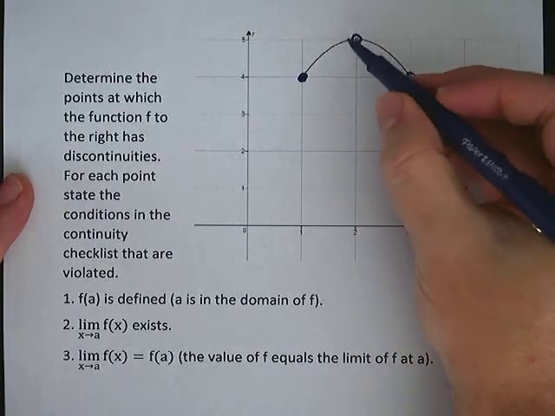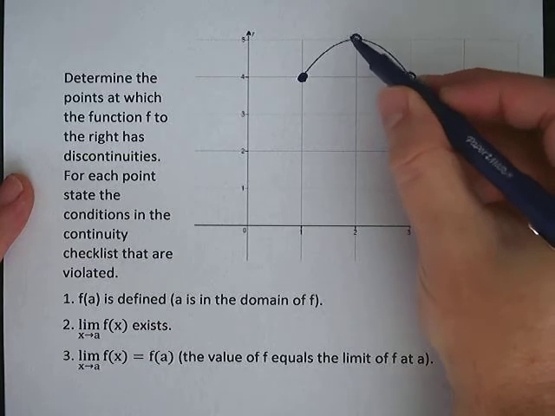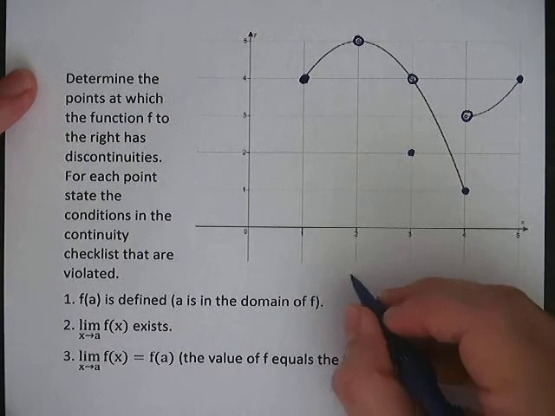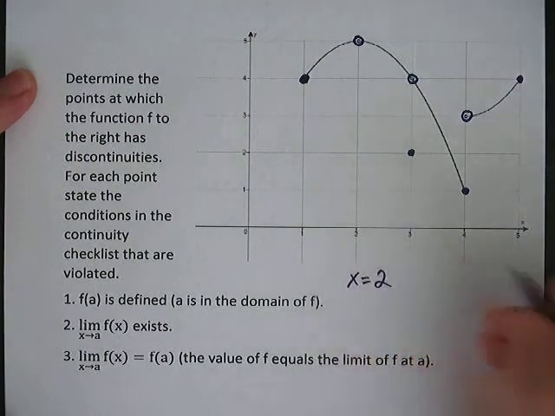Now there is an open dot here. I'll try to make that a little bigger so you can see that's an open dot, which means there's a break in the graph there. An open dot on the graph means that there's no actual value of the graph there. So we definitely have a discontinuity there at x equals 2. So our first one is going to be x equals 2.